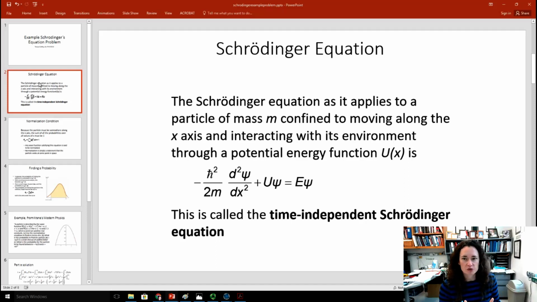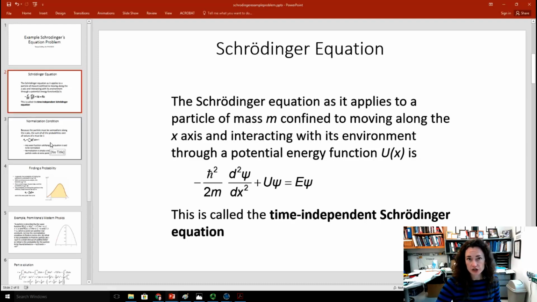So Schrödinger's equation, as it applies here for a mass m moving along the x-axis only and interacting with its environment through a potential energy function which is only dependent upon the x-coordinate and not time. And that allows you to use the time-independent Schrödinger equation. Here remember that the potential energy function is symbolized with U, E is the energy of the particle, m is the mass, h bar is of course Planck's constant divided by 2 pi, and psi is our wave function.